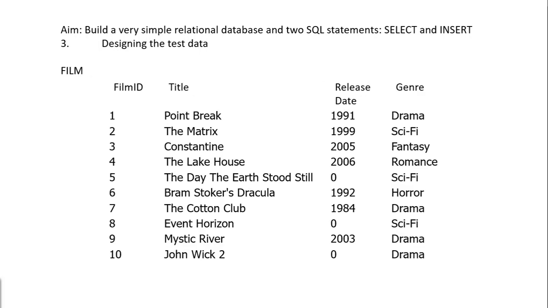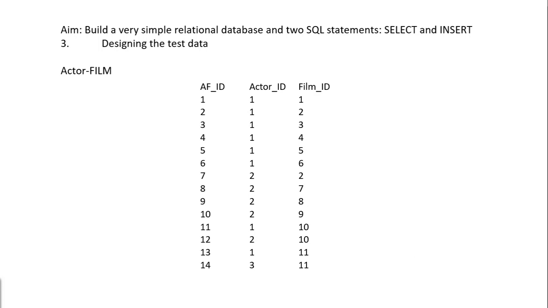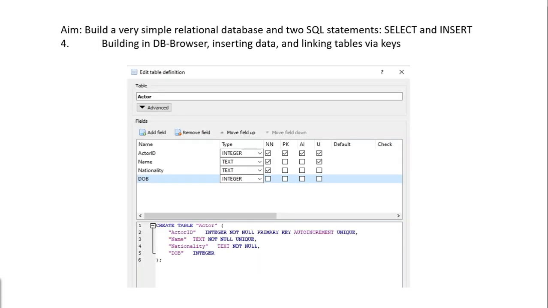The actor and the film tables contain test data, and those tables are linked via the actor-film table. DB Browser was used to create and populate with data the tables required. This screenshot of DB Browser shows in the bottom pane the SQL that is executed to actually build the table. So this menu is a good way to learn basic SQL syntax.